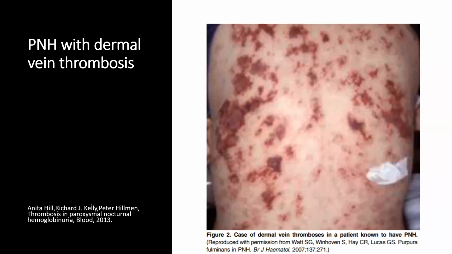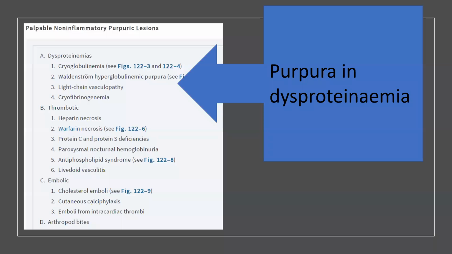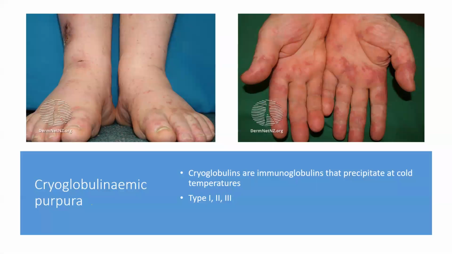This is just an interesting finding of a patient with PNH who had dermal vein thrombosis and ended up having palpable purpura in the skin. So purpura in dysproteinemias is another subclassification here. One of the better examples is cryoglobulinemic purpura.